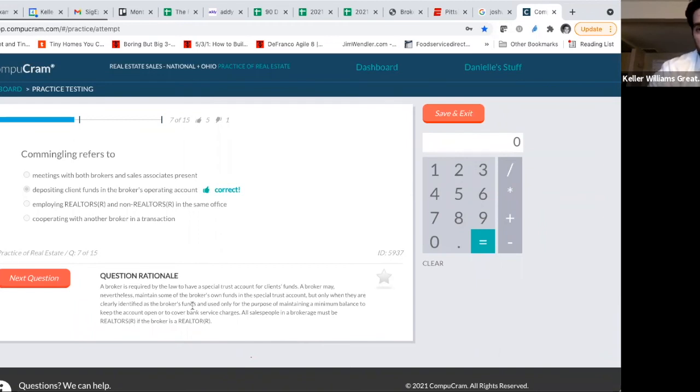And then conversion is when you take those funds and you don't necessarily commingle them, but you use them for something that they were not intended to be used for. So you take the client funds and you use them to pay the light bill.